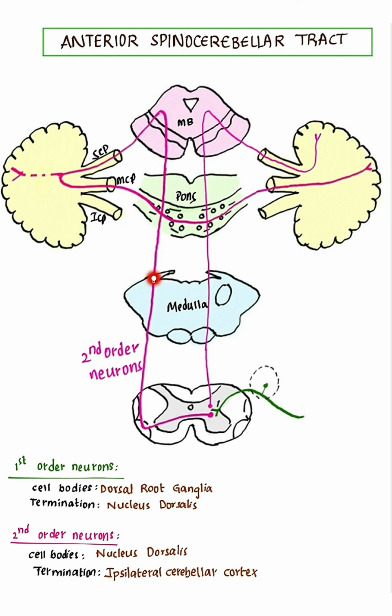The fibers ascend through the medulla, pons, and reach the midbrain. Near the midbrain, it takes a bend downwards and passes through the superior cerebellar peduncle to enter the cerebellum. But we know that the sensations are carried to the ipsilateral cortex. So the fibers have to cross the midline to reach the ipsilateral cerebellar cortex, terminating as mossy fibers.